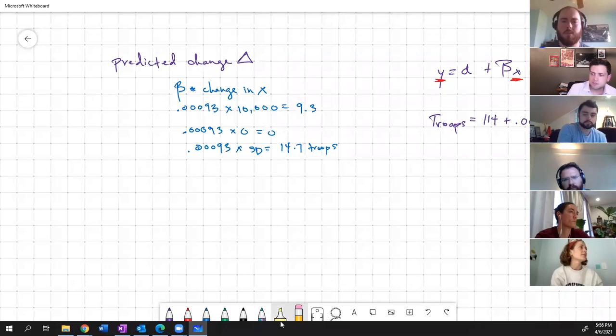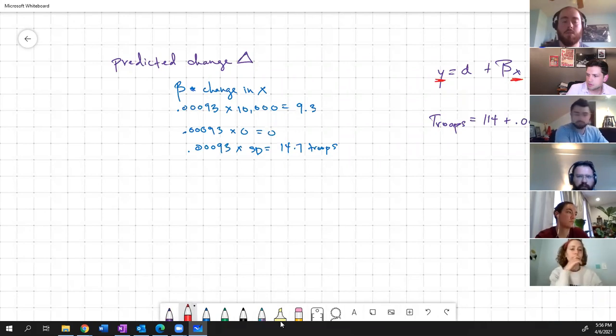Standard deviations. Now, notice very quickly before we move on to predicted value that what we're doing here is just multiplying the beta coefficient by the change in x. That would be the same, and I saw a couple of you do this, as if you solved for the equation 2 different times.